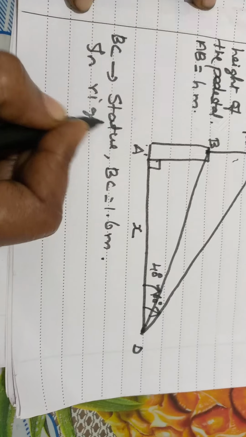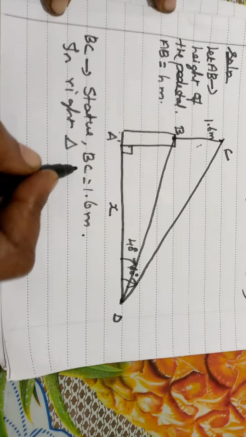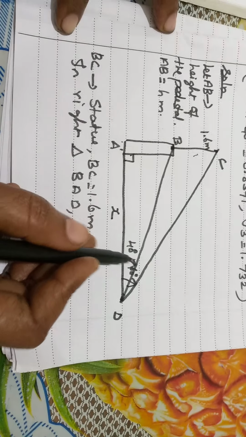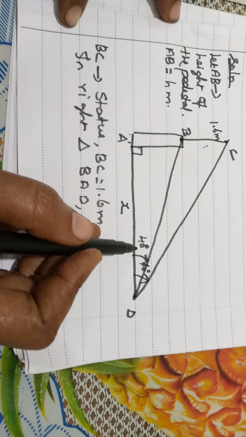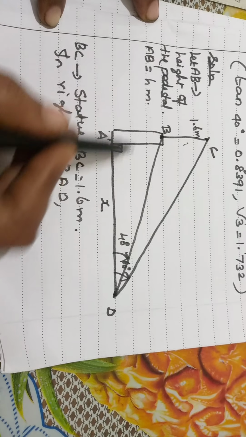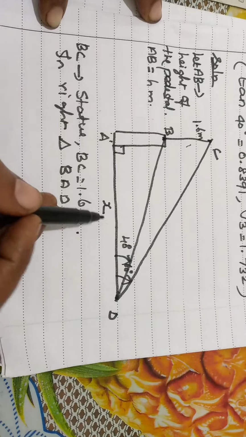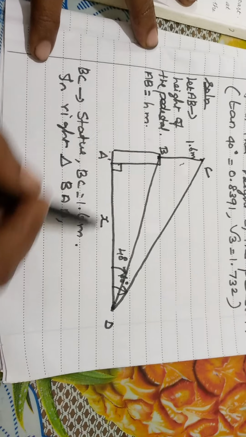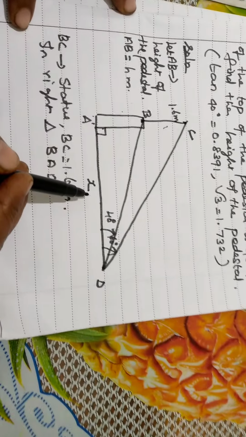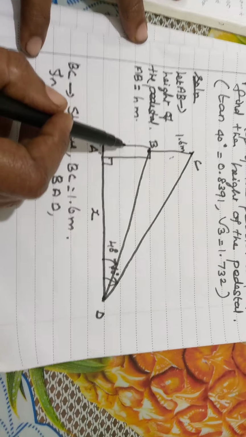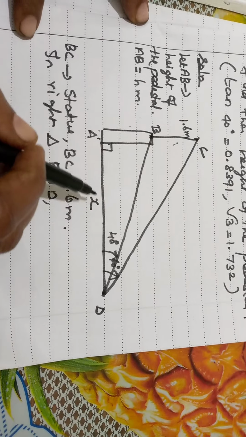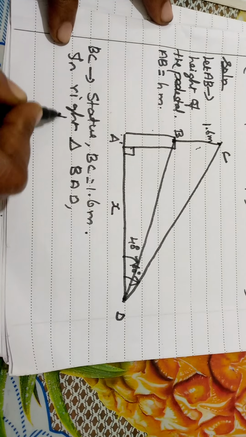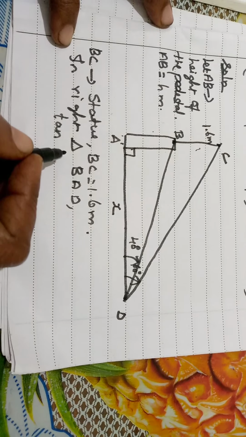In right triangle BAD, here what is the angle given now? 40 degree. So here opposite we need to find out. Adjacent is not there, is it? Adjacent also we have to find out. So tan ratio we have to use here. Opposite we need to find out. Adjacent also need. Then only this one we can find out. Hypotenuse not necessary here. So tan ratio we have to take here. Tan theta equal to opposite by adjacent.